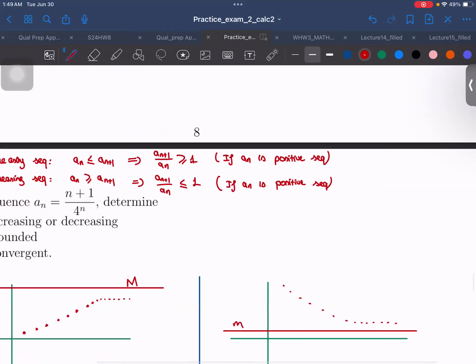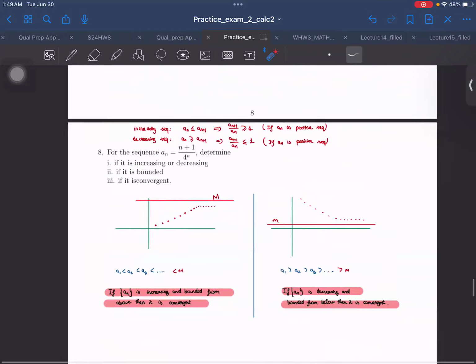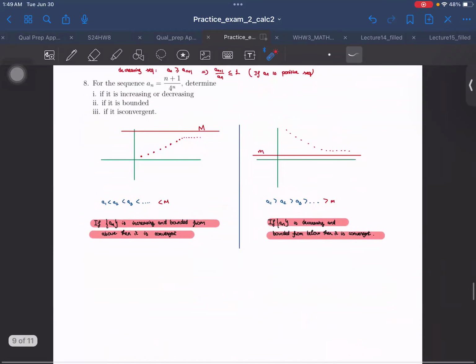Because starting from the definitions of increasing sequence and decreasing sequence, when you consider the ratio between these two elements, you have to divide both sides by a_n. So if a_n is negative, the direction of your inequality will be changed. So we just have this ratio when a_n is a positive sequence. Okay, so let's start with the first one.